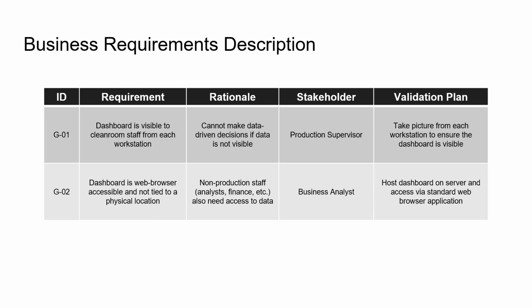Next is an identification of the stakeholder that identified the need for the requirement. Specific names can be used, but it is preferable to identify the stakeholder by role in case of personnel change during the project. The final column is a brief overview of how the requirement should be validated, providing proof that the requirement is complete.